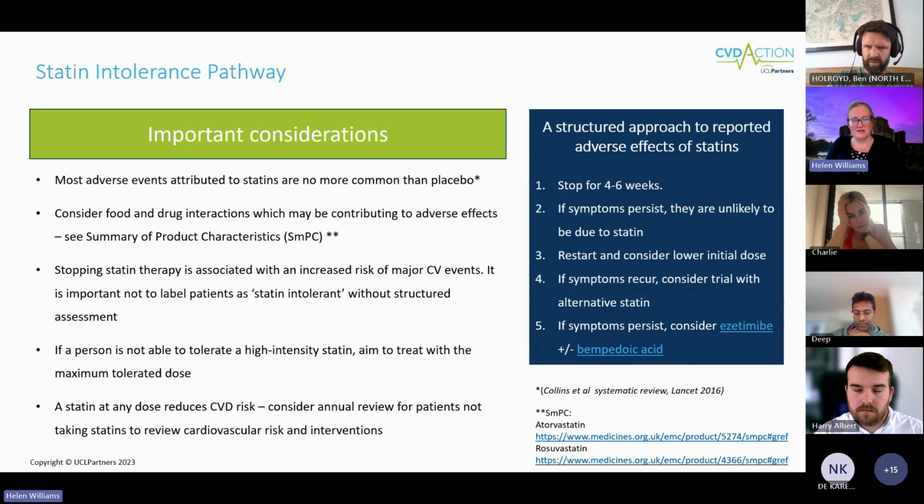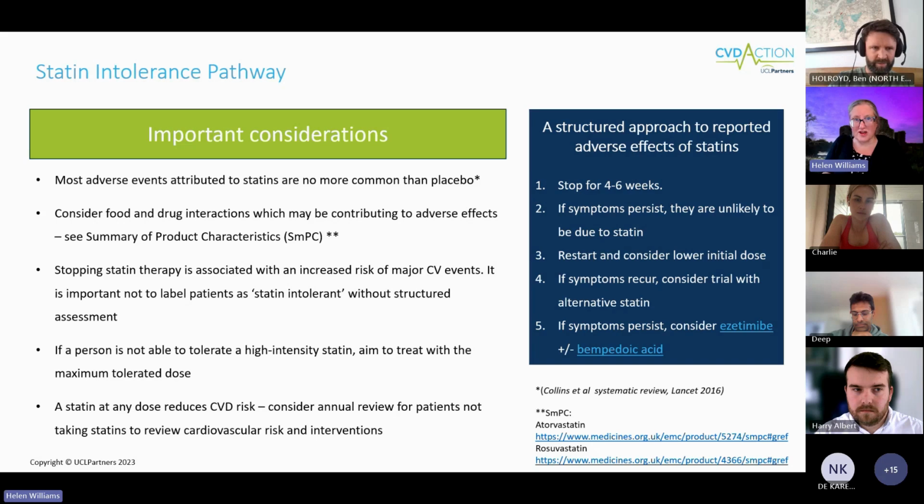And I think we have to accept that as we age, we get more achy. I know I get backache. I'm not on a statin. If I was on a statin, I would probably blame the statin. So a lot of the association, I think, is a nocebo effect as opposed to a true effect.